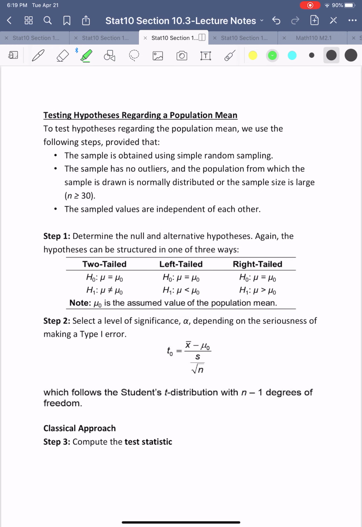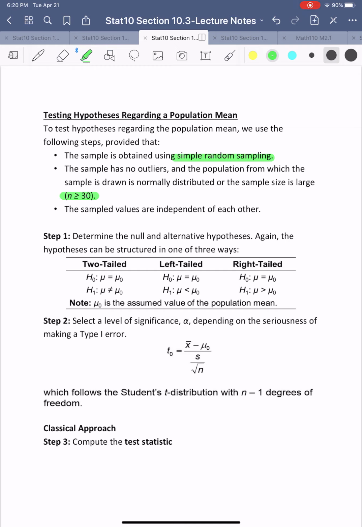All right, next page. Testing the hypothesis regarding a population mean. To test the hypothesis regarding the population mean, we use the following steps, and these conditions must be satisfied. First, the sample is obtained using simple random sampling. The sample has no outliers, and the population from which the sample is drawn is normally distributed, or the sample size is large, which is n must be greater than or equal to 30. And the sample values are independent of each other.